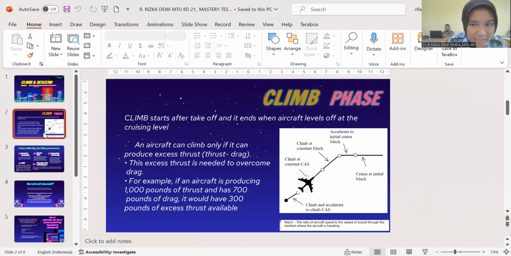As you can see at the right corner, the first step is to climb and accelerate to climb CAS. CAS is calibrated airspeed. Then second, climb at constant CAS, and then climb at constant Mach. Mach is the ratio of aircraft speed to the speed of sound through the medium where the aircraft is traveling. Then accelerate to initial cruise Mach, and last, cruise at initial Mach.